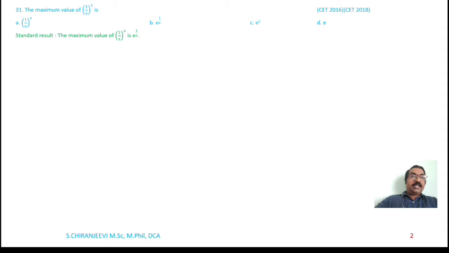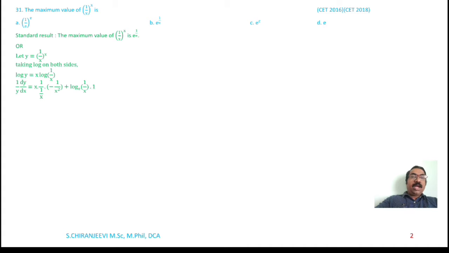For competitive part, this is better. You can remember the shortcut result, the standard result. Or if you need to go by the procedure, you need to take y equal to (1/x)^x, taking log on both sides. Log y equal to x into log of 1/x. Differentiating with respect to x, we get differentiation of log y is 1/y into dy/dx equal to x into product rule.